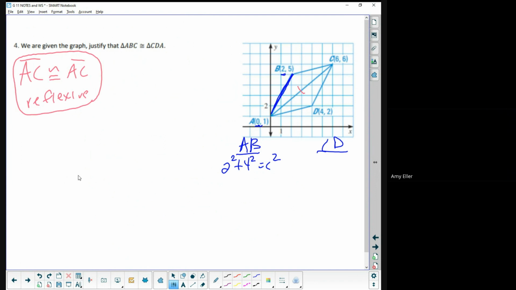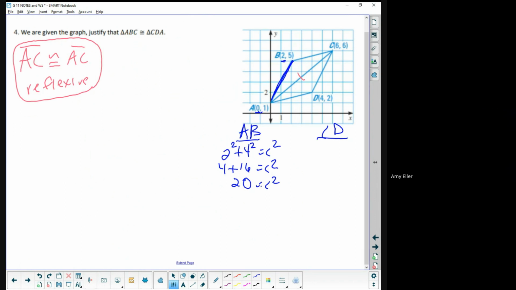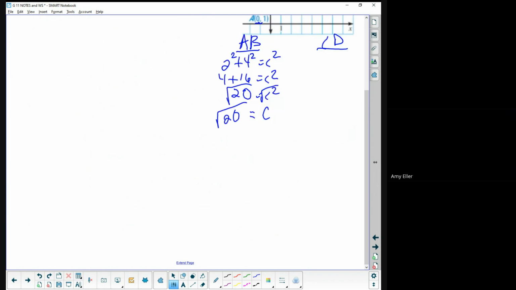A squared plus b squared equals c squared. We know what this is without a calculator. 2 squared is 4. 4 squared is 16. So that's 20. We'll square root both sides. I'm going a little faster because you've already learned it. If you forget, you can refresh your memory in activity 5.